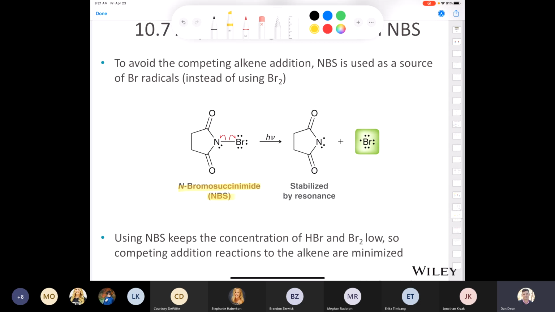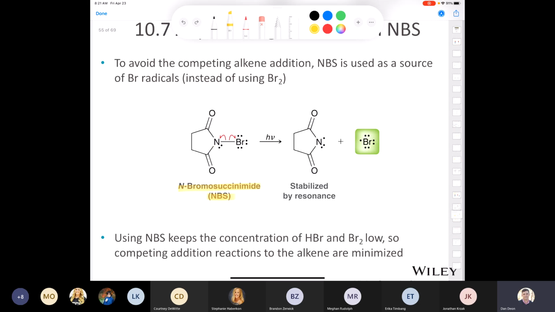Now, how does this work? The book doesn't cover the entire mechanism from soup to nuts. It covers parts of the mechanism. So the first step is you take that NBS, which is a really fun compound to work with because it's a white crystalline solid. It does degrade slowly over time because the nitrogen-bromine bond is so weak.